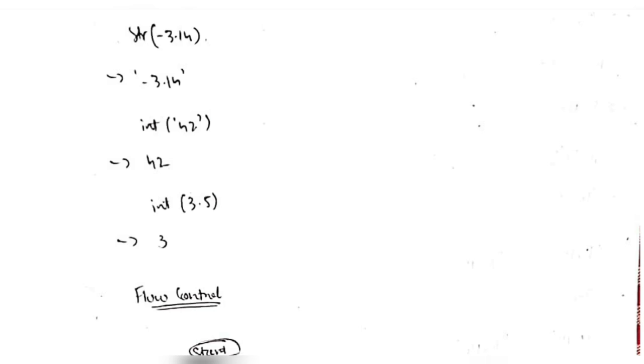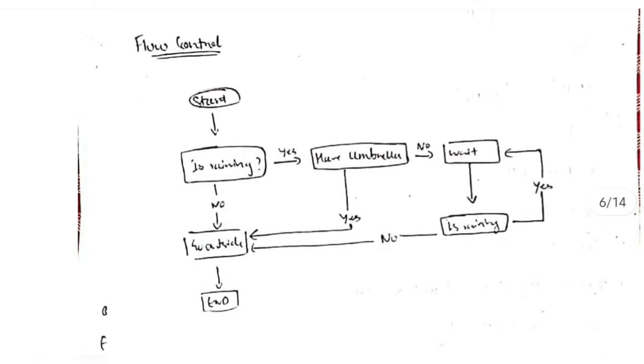Let's now discuss the conditional statements and control statements. So for example, what is flow control? See, there are many times where I have to take a decision, yes or no. Like for example, if it's raining, I have to have the umbrella.